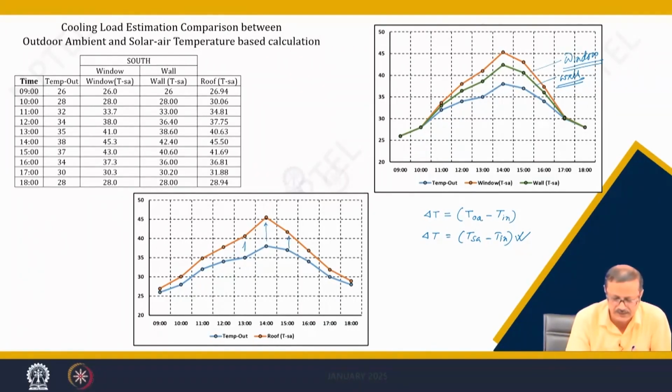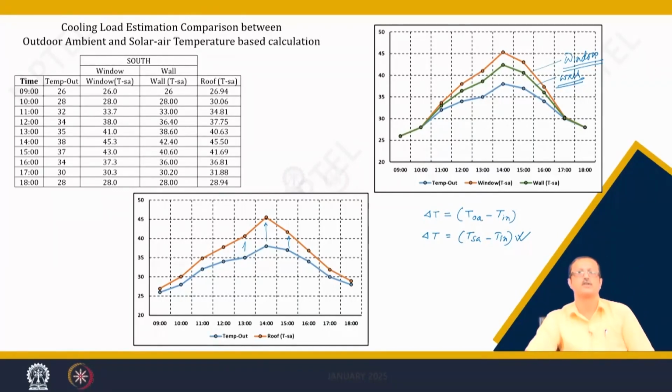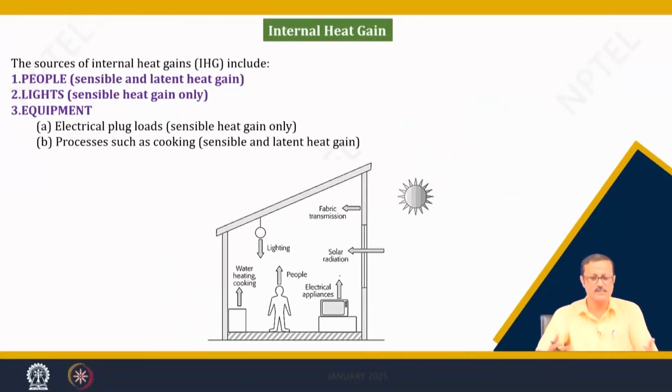If you take in your computation the data shown in the blue line, which is the outside temperature data, your total capacity and everything will be less. The total consumption estimation will be less, but actually it will be high, because it will actually be governed by the solar air temperature. So, next we will see some of the internal heat gain.